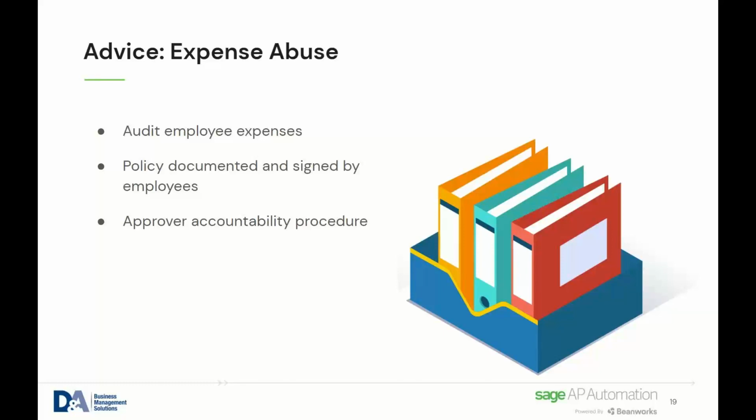We also recommend having a policy documented and signed by employees so that everyone's on the same page, and knows exactly what constitutes a company expense and what doesn't. And finally, approver accountability procedures. It's generally recommended, again, that a person not approve their own invoices, but that the employee's manager, as well as someone from the finance department, provide that final layer so that you have that approval accountability.